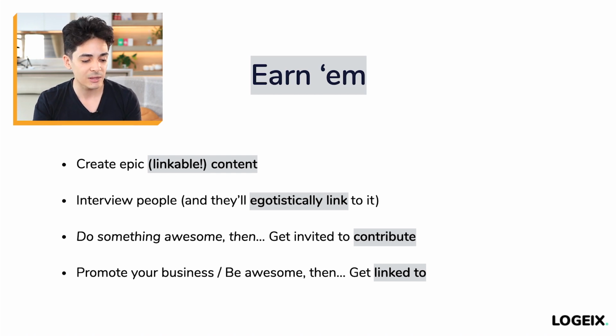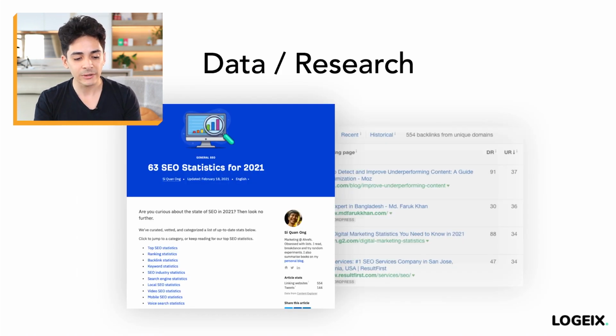So how exactly do you do that? Well, here's a few ideas for you. The first one is data and research. If you have a look at this example here, this is a blog post on Ahrefs. Again, this is focused more on webmasters, not necessarily on the visitors to their site. So if you have a look at it, it says 63 SEO statistics for 2021. And it's just a whole list, again, 63 statistics about SEO.